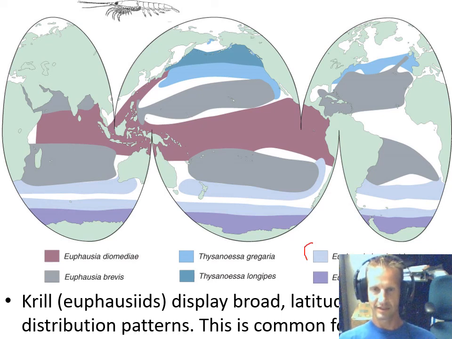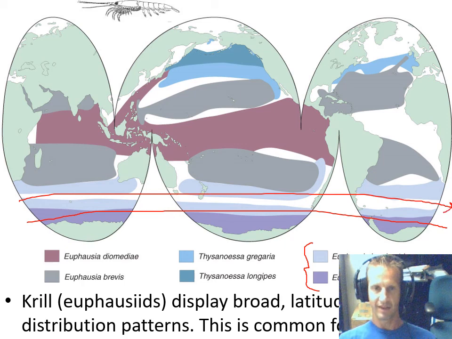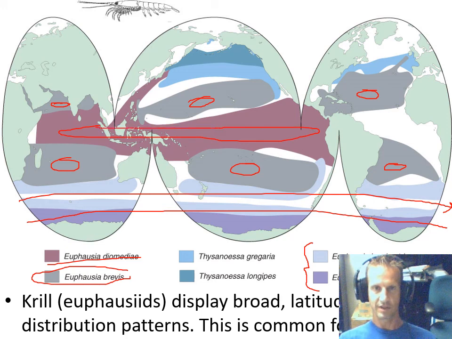Like these 2 species of krill are found all the way around the world in the Southern Ocean. And then this Euphausia brevis is a species that's found in every ocean of the world in the warm temperate waters. And then there's this Euphausia diomede found in the Indo-Pacific Ocean in the tropical waters, although you do start to see some of the effects of there being biogeographic barriers, like Euphausia diomede is not found in the Atlantic Ocean because of this sort of geographic barrier here.